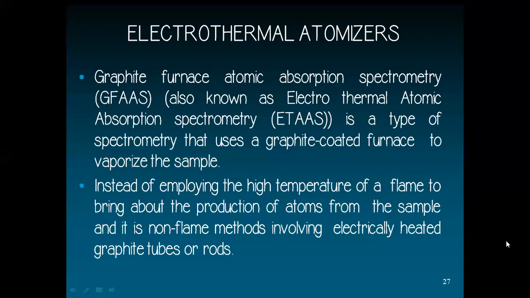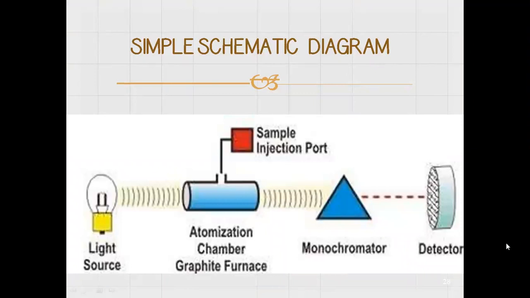absorption spectrometry, or ETAAS. It is a type of spectrometry that uses a graphite coated furnace to vaporize the sample, and instead of employing the high temperature of a flame to bring about the production of atoms from the sample, it is a non-flame method involving electrically heated graphite tubes or rods. That means we do not need to put the sample in fire to raise the temperature; we will give heat through the graphite furnace so that the sample gets atomized.